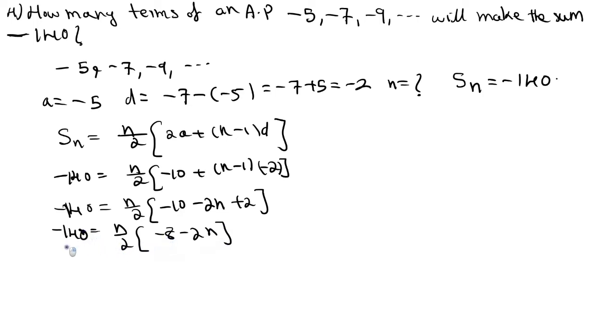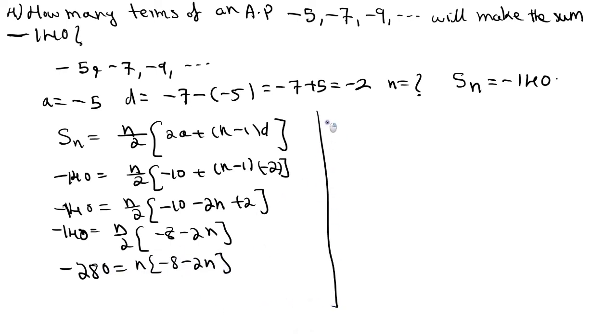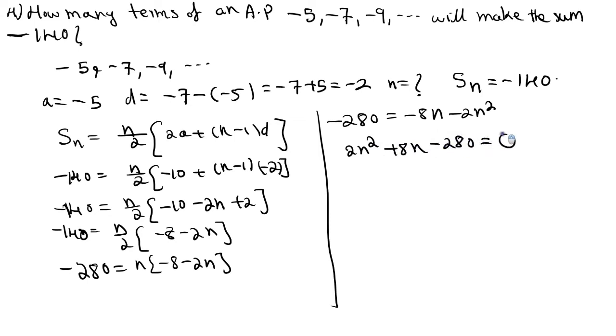Take this 2 to the left hand side. -140 into 2 is -280, equal to N into, multiply here, you will get N into -8 minus 2N. In the next step, you can write it as -280 is equal to N into -8 is -8N, then minus 2N into N is -2N square. Take all these terms to the left hand side, what you will get? Plus 2N square, then plus 8N minus 280, is equal to 0.